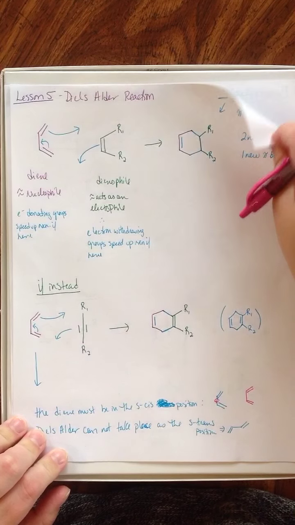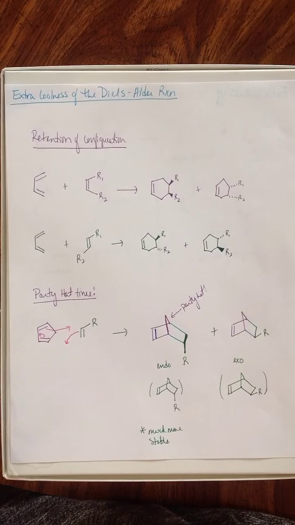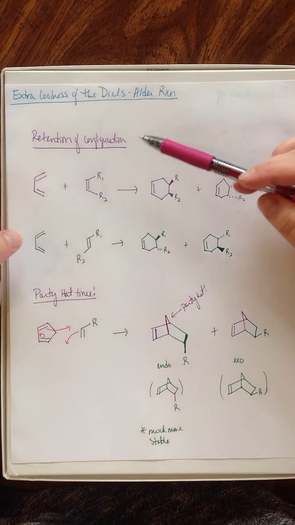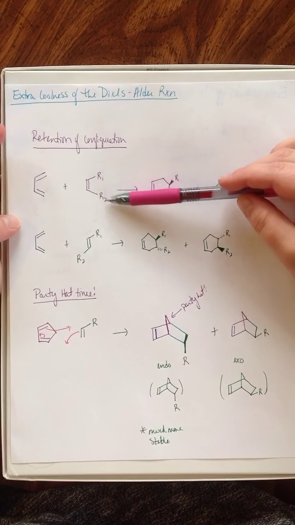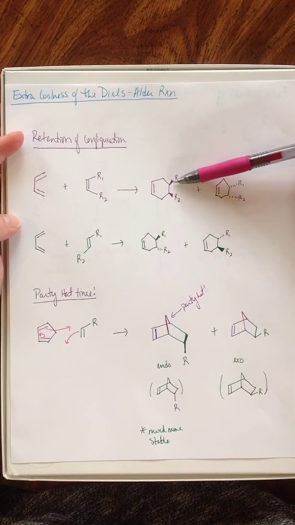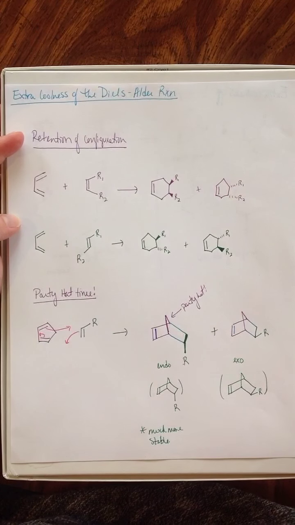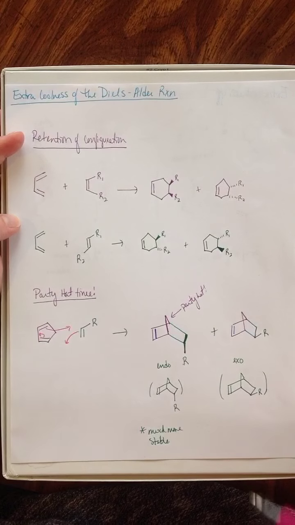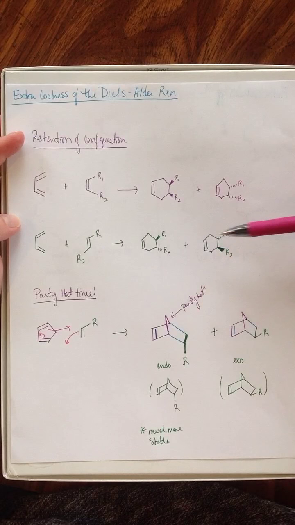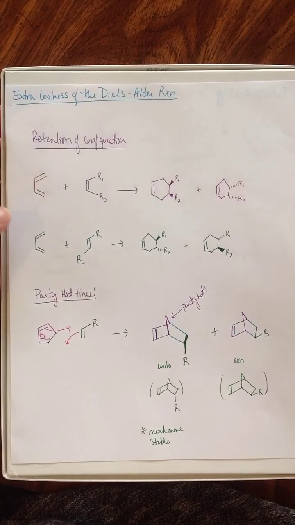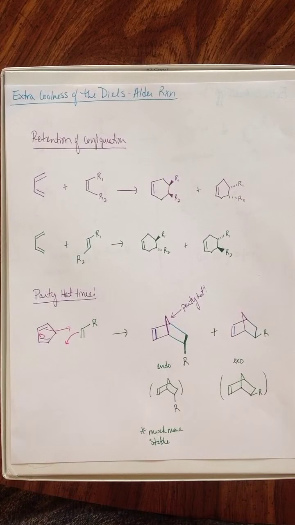There's some more cool things that it can do. If you have a diene come in contact with a cis alkene, your R groups are cis to one another, then you get only cis cyclohexene rings as your products. Okay, the R groups stay cis to one another. If instead you have a trans, same thing happens except that you end up with trans R groups in both of your products. And both stereoisomers there can happen.